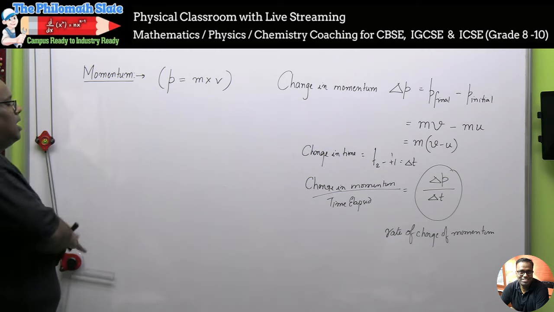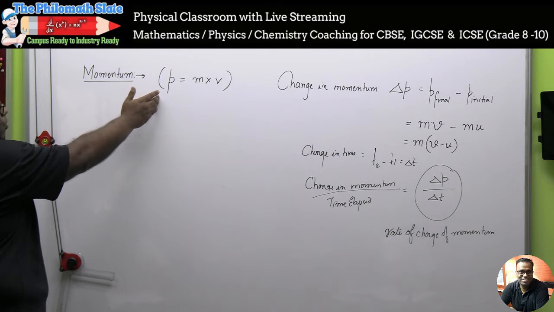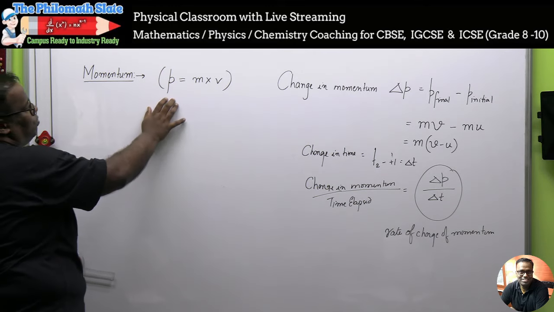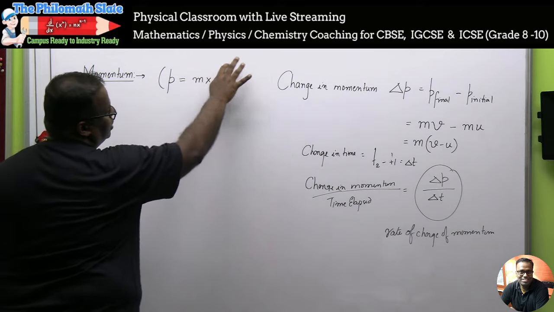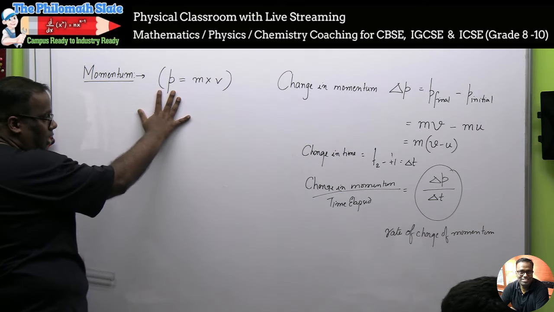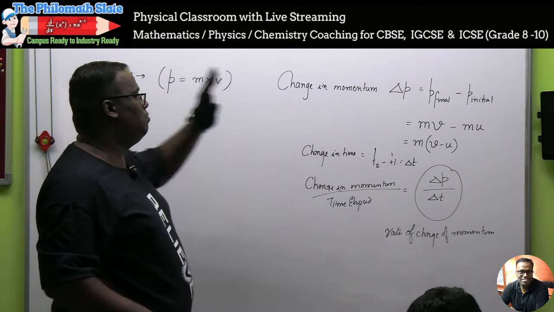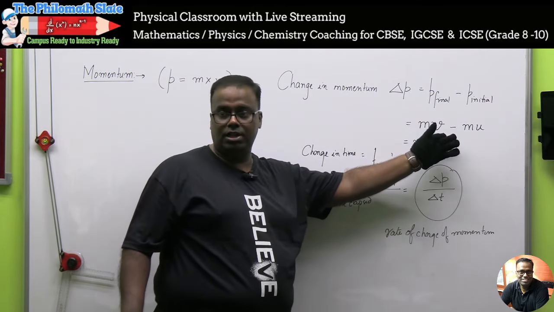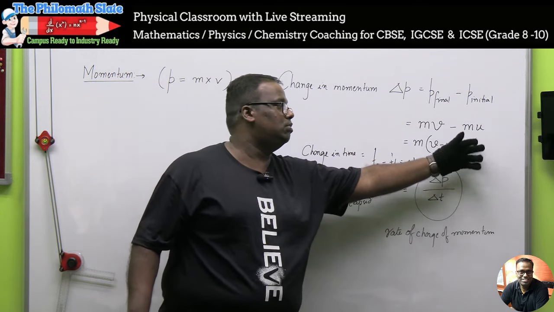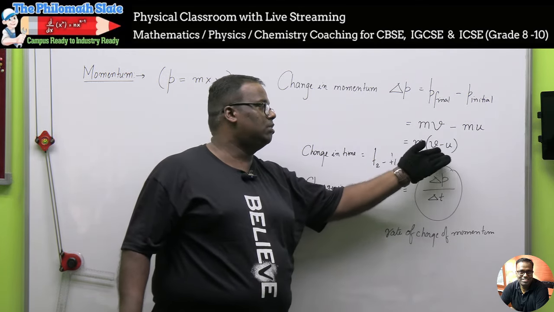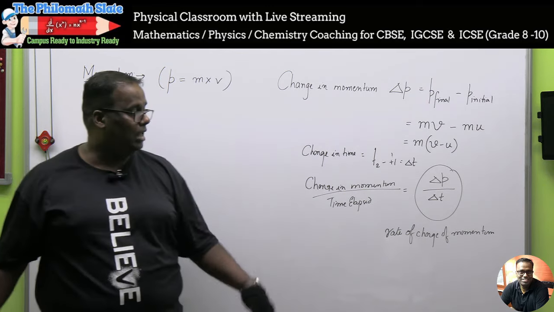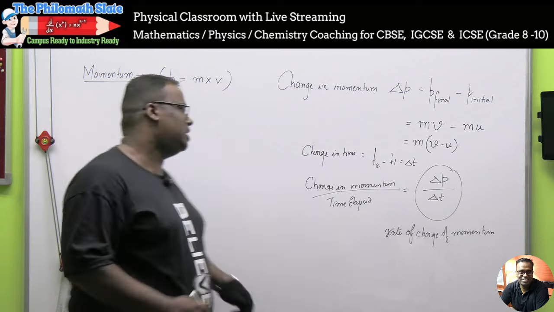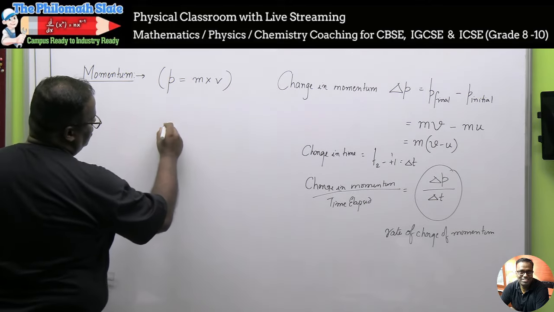Momentum is said to be the product of mass and velocity. It's a vector quantity. When you do mass and velocity, you are only getting the magnitude. If you want to know the direction of momentum, then the direction of momentum will be along the direction of velocity because this is a vector quantity. All we are interested here is change in momentum, which is final momentum minus initial momentum. Final momentum is mass into final velocity. Initial momentum is mass into initial velocity. So you take m common, it becomes v minus u. This is your change in momentum. And this change in momentum has happened over a time. Understood?